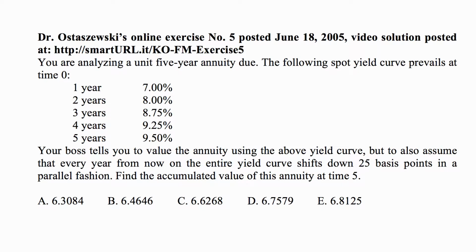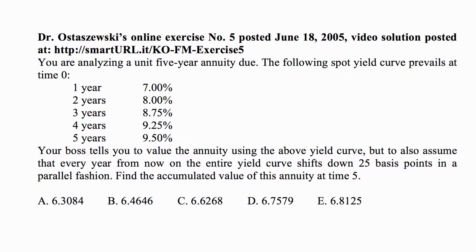Here's a problem for today. You are analyzing a unit 5-year annuity due. The word unit here means that only one monetary unit, $1, is paid every year. It's an annuity due, so it's at the beginning of the year. The following spot yield curve prevails at time 0. So you have a 1-year interest rate of 7%, a 2-year rate of 8%, and so on up to 9.5% for 5 years.